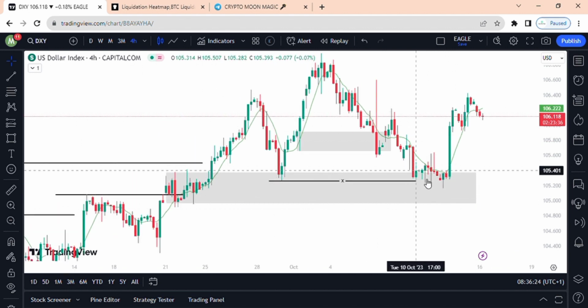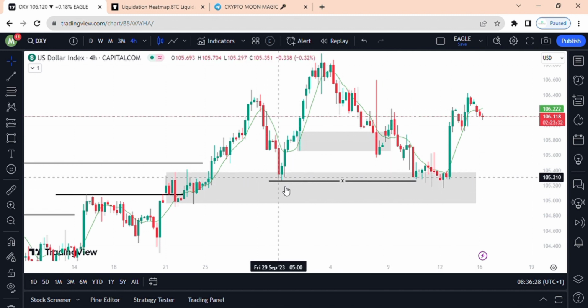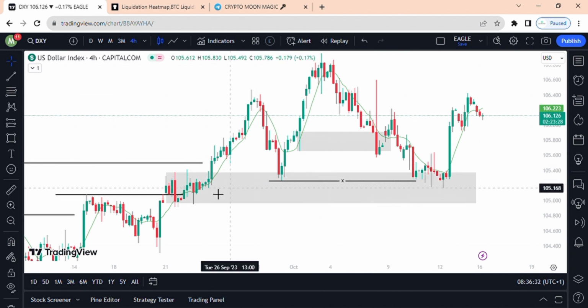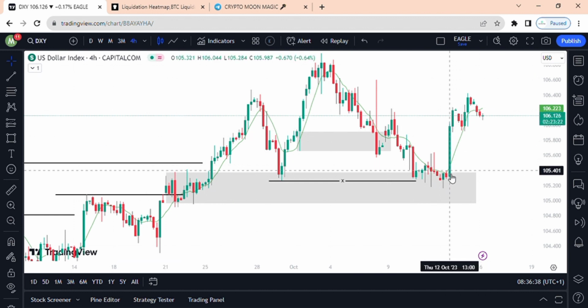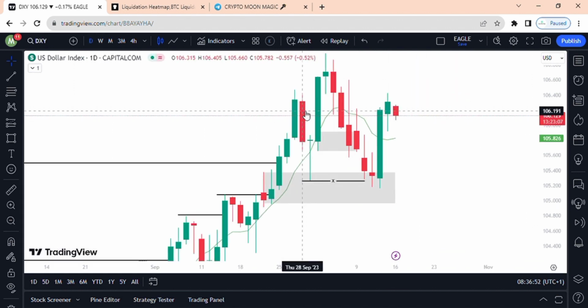Now you can look into this area. You find that this is a clean sweep of the liquidity below this level here, and it was inside the order block. After that, you find that we have this impulse move here. This is a number one sign of smart money in the market, because an impulsive move towards a particular direction indicates that this is the right direction.